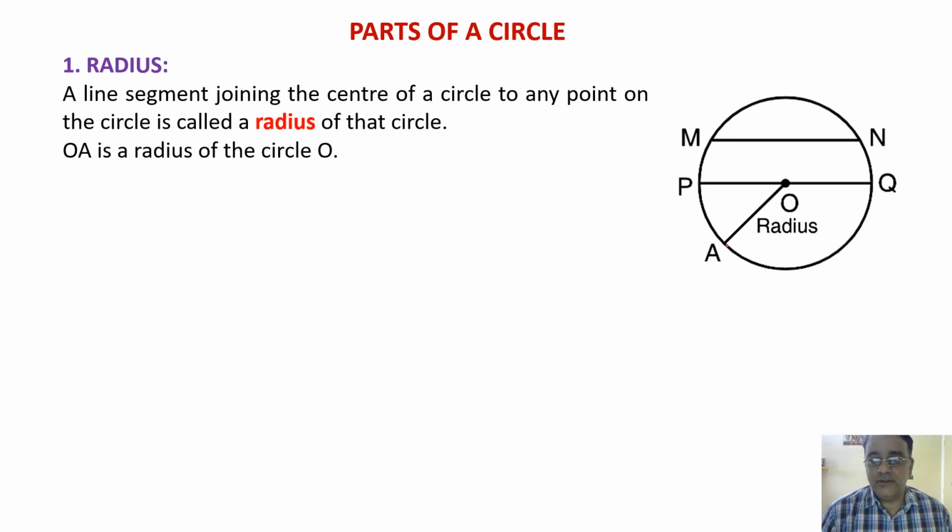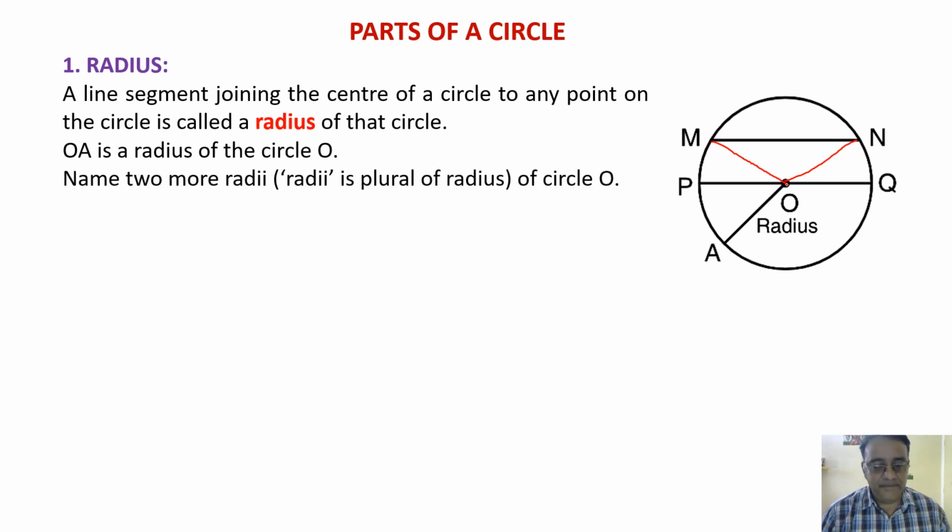So can you name any more radius here if I draw like that? ON. Okay, if we join ON, then ON is also the radius. If we join OM, then OM is also the radius. Can you tell me how many radii a circle has? 3 radius. Uncountable. Yes, very good. Uncountable. उसको infinite बोलते हैं, ठीक है? Infinite. Right. So this is the first part of a circle, radius.